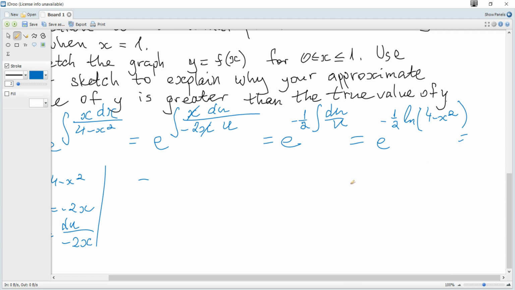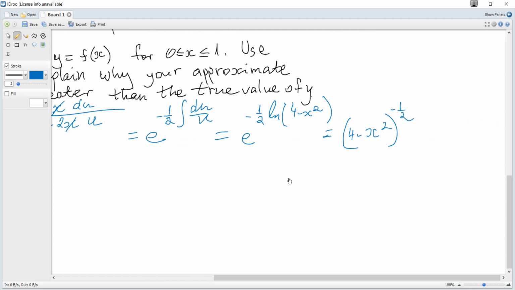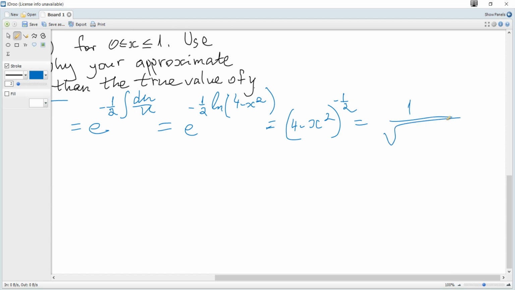And here it becomes what? E to the power ln 4 minus x squared to the power of negative a half, and it becomes just 4 minus x squared to the power of negative a half. It can be written as 1 over root 4 minus x squared.